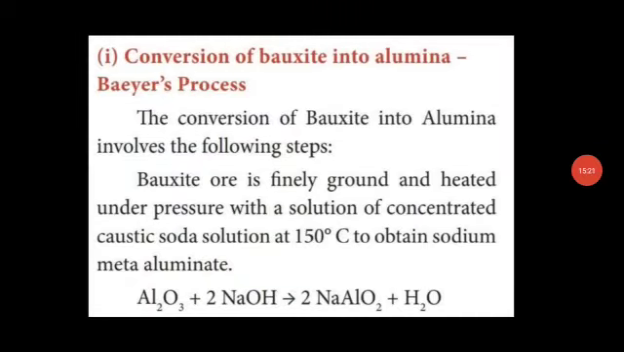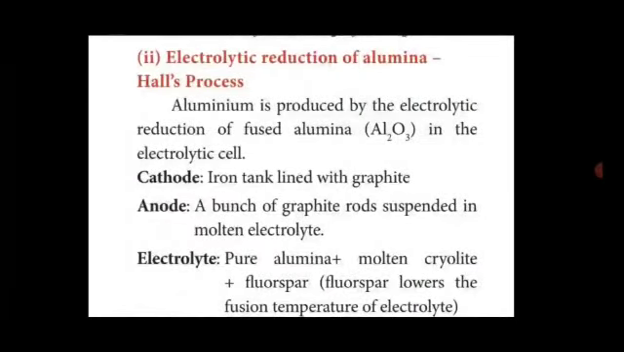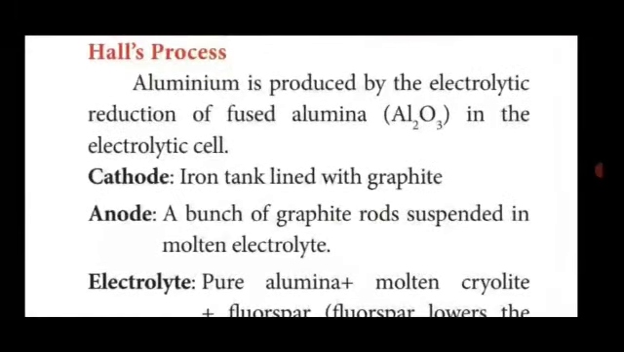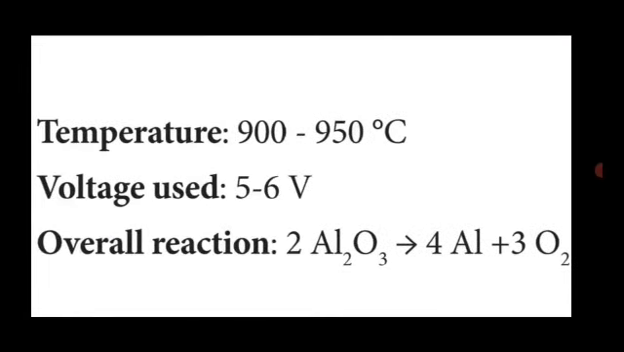In the first step, bauxite, Al2O3·2H2O, is converted into alumina, Al2O3. This is the first step, the Bayer process. In the second step, Hall's process, alumina, Al2O3, is converted into aluminium, Al. The first process is the Bayer process, the second is Hall's process. Hall's process gives pure aluminium using current. What voltage is used? 5 to 6 volts is used to get pure aluminium.